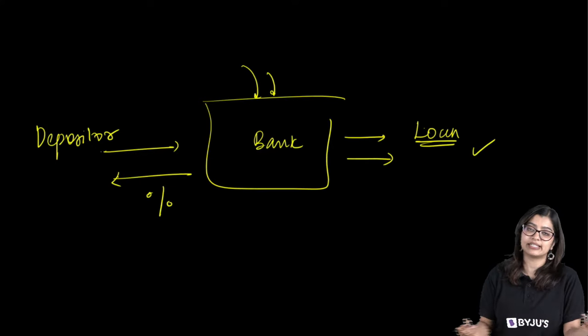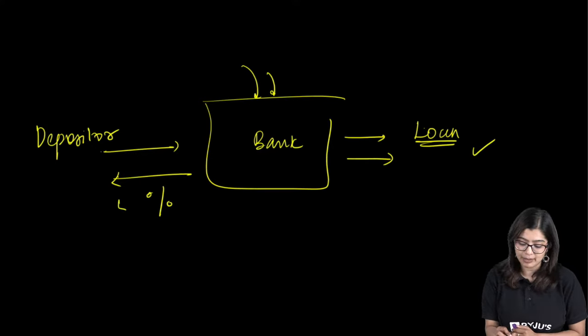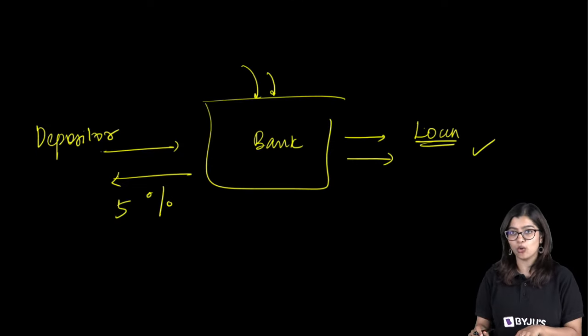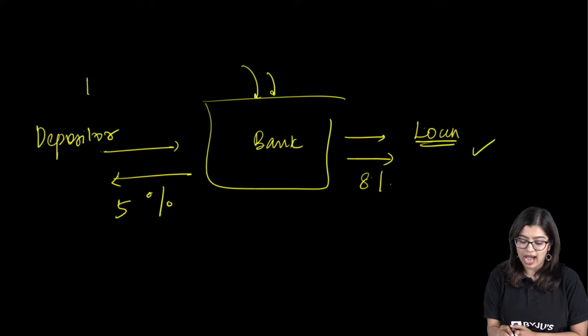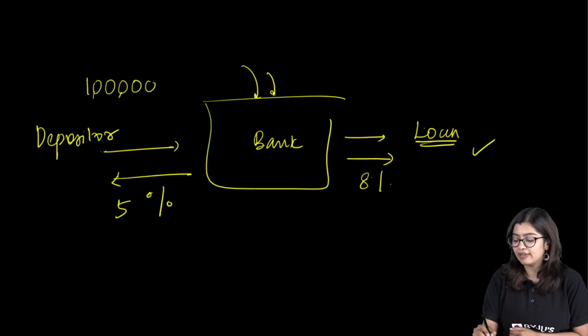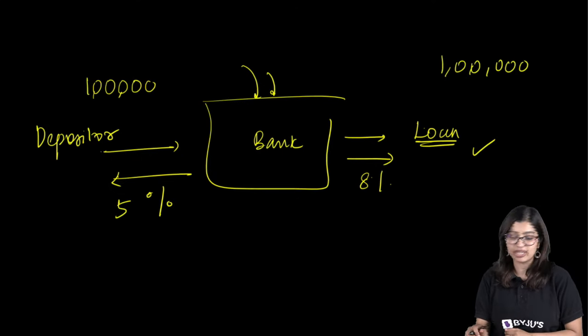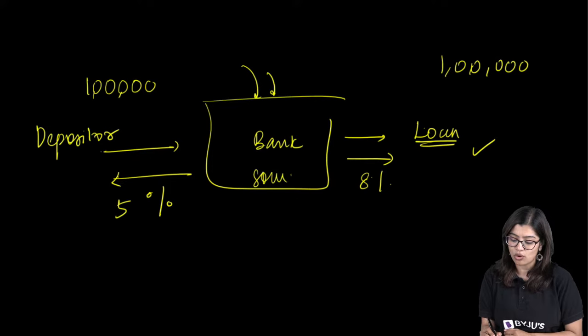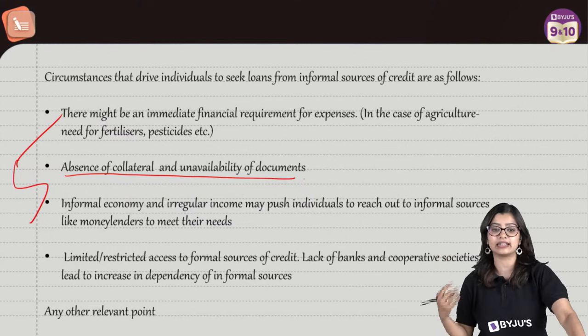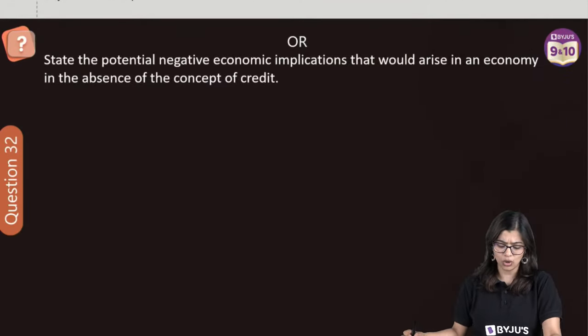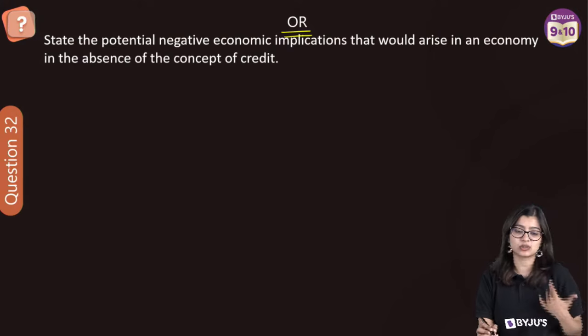Let's say my savings is 1 lakh rupees and there is a 5% interest. When they give out the loan, the percentage will always be 8%, 9%. So if I deposit 1 lakh rupees and get 5% interest, they will loan the same 1 lakh rupees but charge a higher interest. Whatever difference comes, that becomes their source of income. That's why banks constantly push for these things to happen, so that it increases their income.